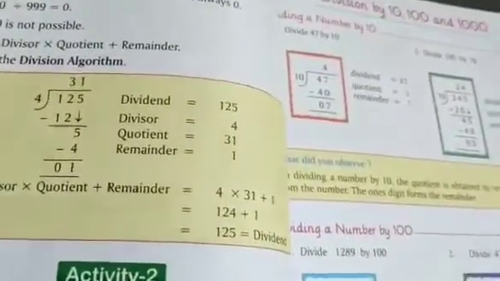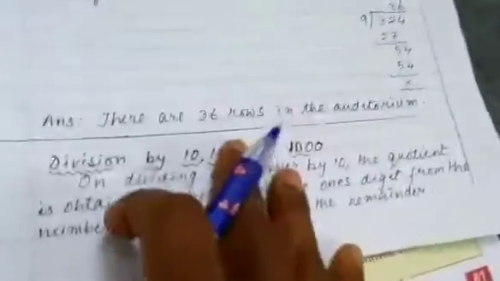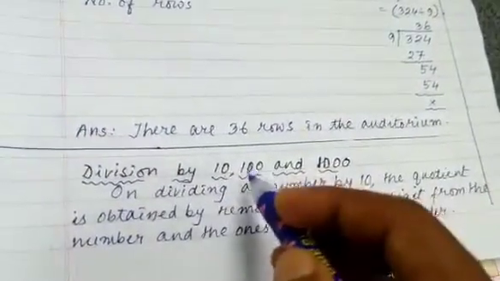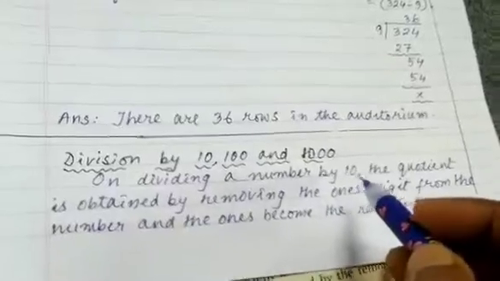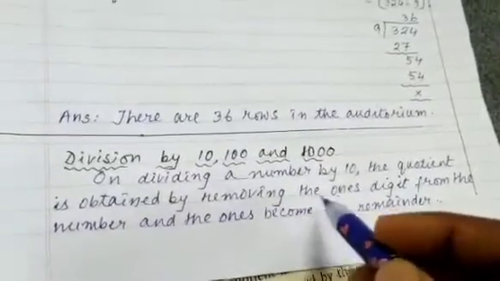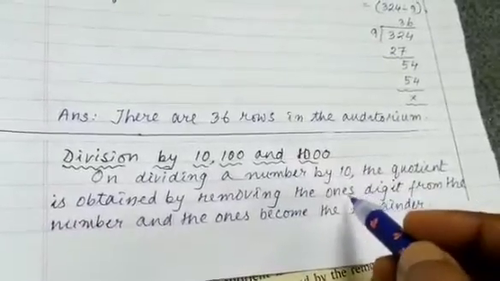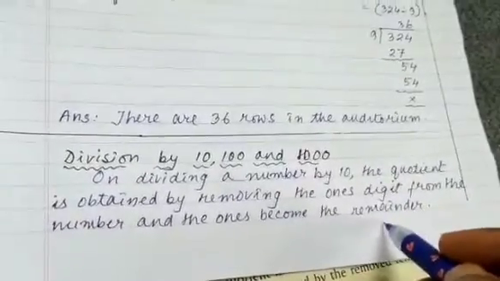Now, to divide by 10, 100 and 1000, we have to follow certain rules. Okay. Now, division by 10, 100 and 1000. First with 10. On dividing a number by 10, the quotient is obtained by removing the ones digit. If we remove the ones digit, this ones digit becomes the remainder. Now it will be more clear if you see this sum.